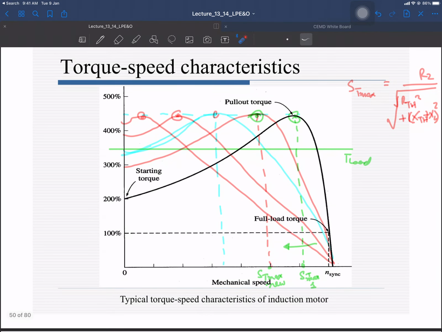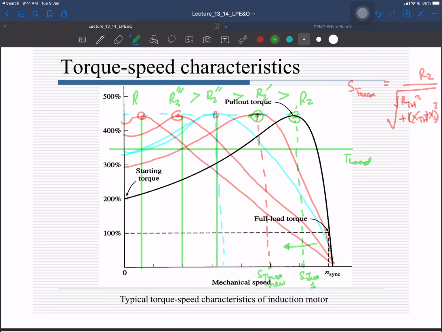That you can see over here. It is fixed. Maximum torque is fixed. It is not changing. But the position of that maximum torque, the slip corresponding to that one, that is changing. That you can see over here. Slip for this value of R2, this value of R2 and so on. So if I say this R2, let me call it R2 prime. So this will be greater than this R2. And R2 double prime, that will be greater than the previous value. So if you keep on increasing the value of R2, your torque speed curve's peak value will be shifting towards your left.